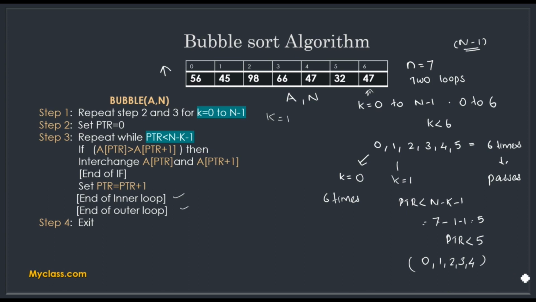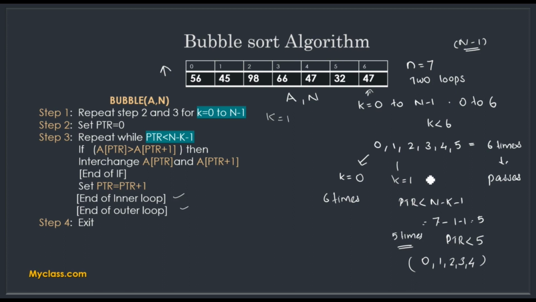Like that, the working of the inner loop will decrease, because in the first iteration of the outer loop, the biggest element should be in the correct place. Then no need to compare that element with others. So we are avoiding that biggest element. Because of that, the algorithm only compares 5 times in the second iteration, second pass.